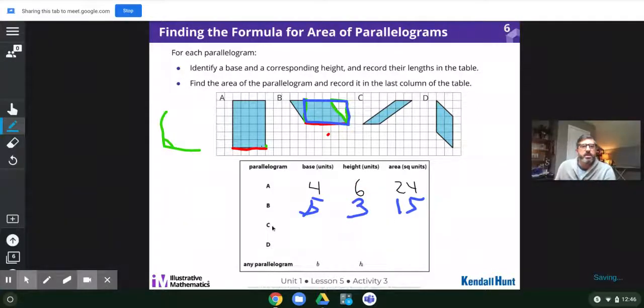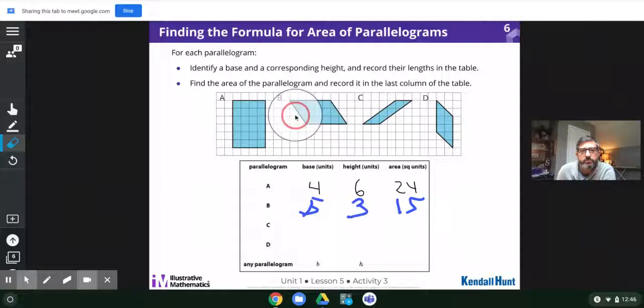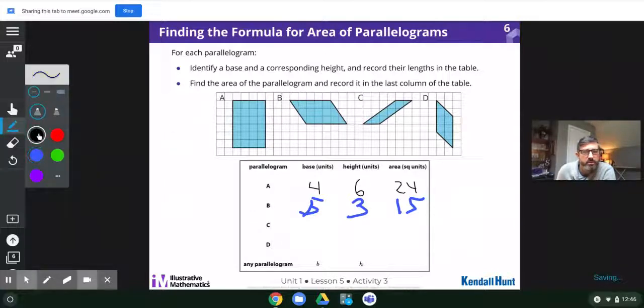Okay. So what do we have here? If you notice, let me erase these lines so it's not confusing. If you notice, the area of A is 24, and we got that by counting the squares. But if we look at the base, we know that it's 4, and then we look at the height, and we know that it's 6. What is 4 times 6?